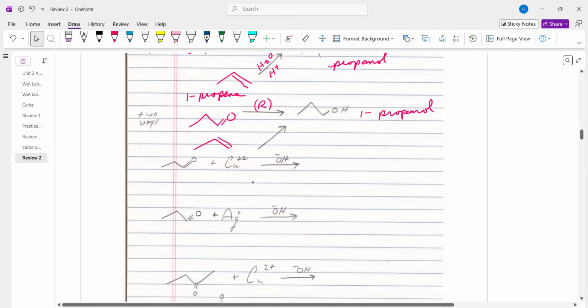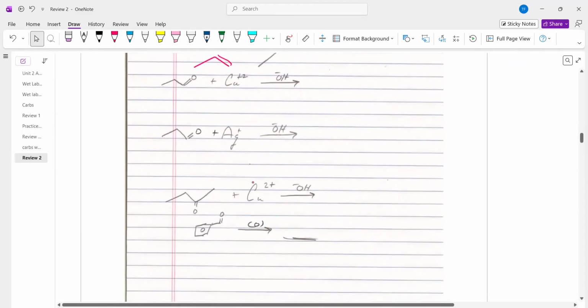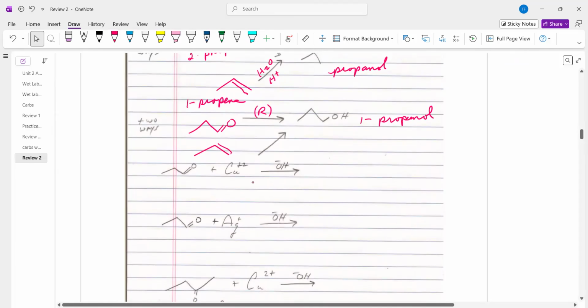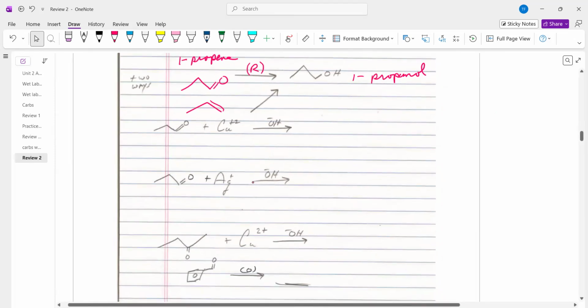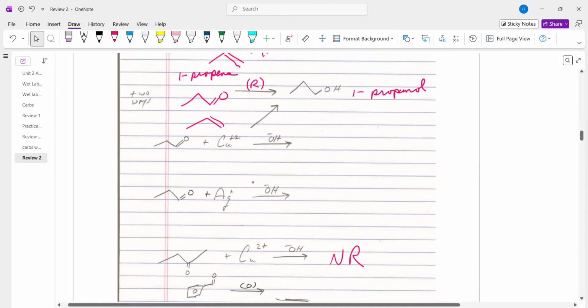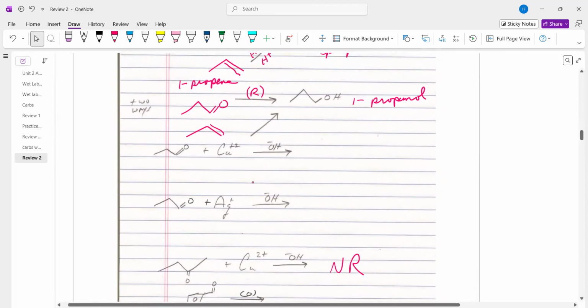Okay, here we've got the Benedict's reaction, it was a copper. The next one down is with silver, so that's the Tollens reaction. And here we have Benedict's again. Benedict's solution is sensitive to aldehydes, not ketones. So this one down here, we're starting with a ketone, so there's going to be no reaction here. You cannot oxidize the ketone.